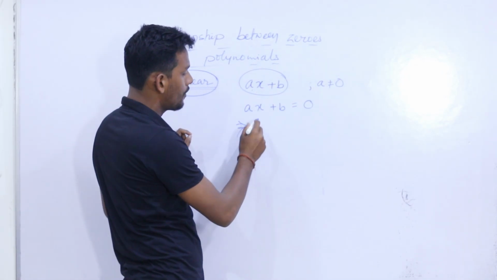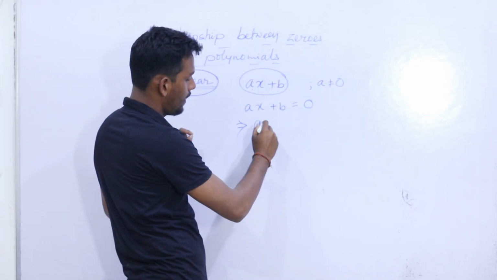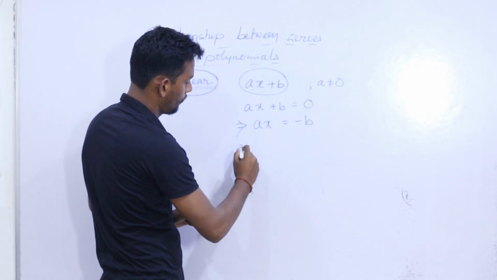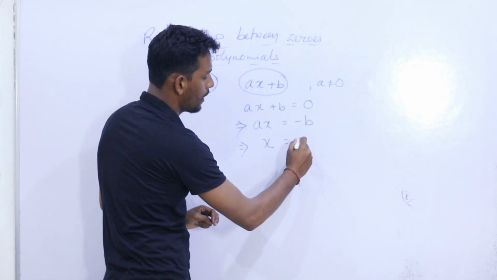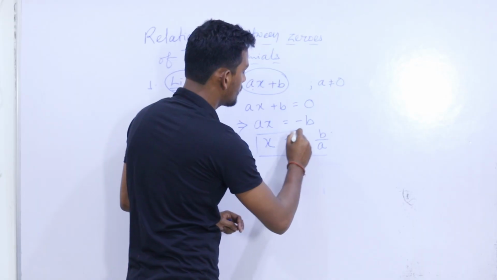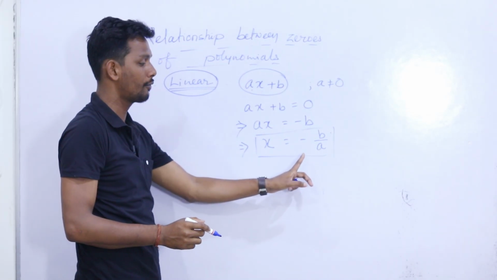Now find the value of x from this: ax plus b equals 0, taking b to the other side, it is minus b. x equals minus b by a. So the value of x, the zero of a linear polynomial, is this one.